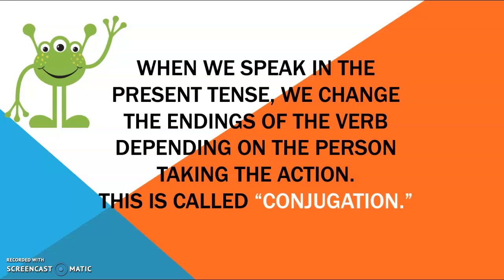Alright, so moving on to conjugation. So you guys will hear me say a lot, you need to conjugate this verb. So what exactly does that mean? So when we speak in the present tense, we change the endings of the verb depending on the person taking the action. So again, depending on whoever is doing the action, we are going to change that ending.